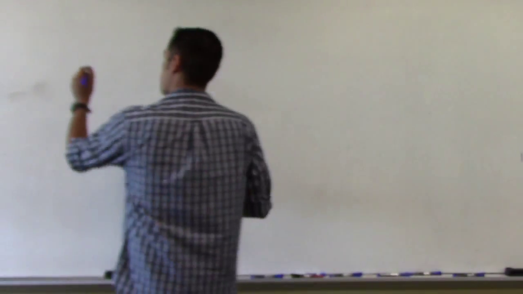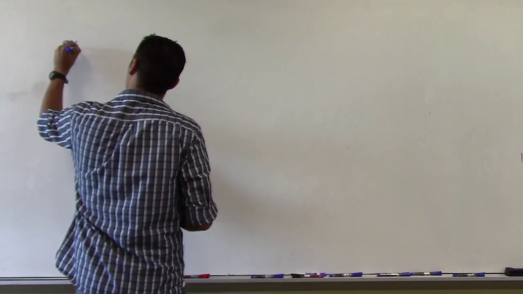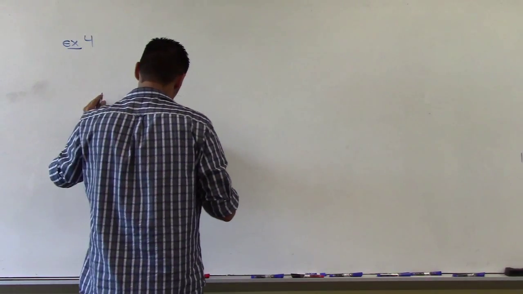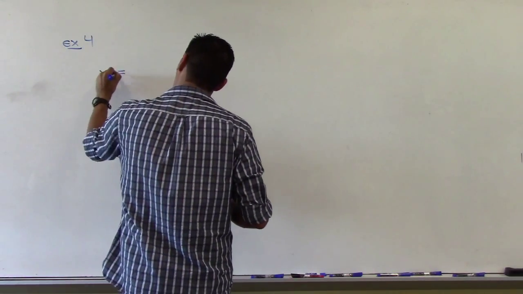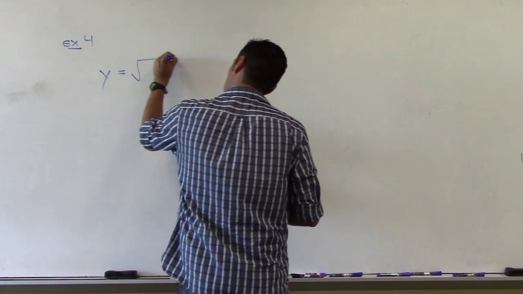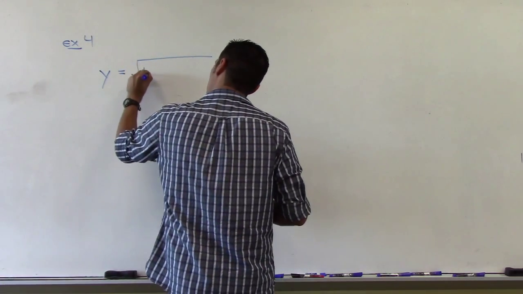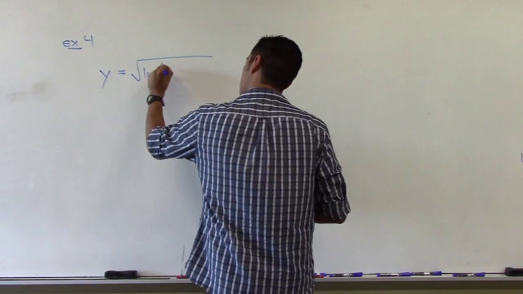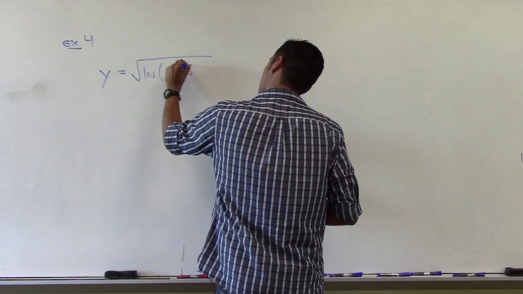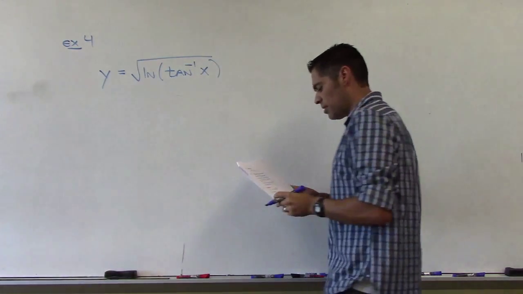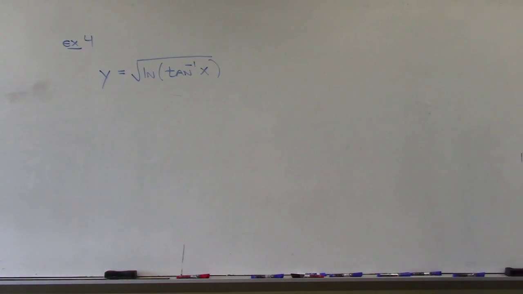So I'm doing example 4 now. If y is equal to the square root of the natural log of arctan of x, I want us to find y prime. I'm going to let you try that for a few minutes. See how you do with that. See if you can find that derivative. Go ahead.